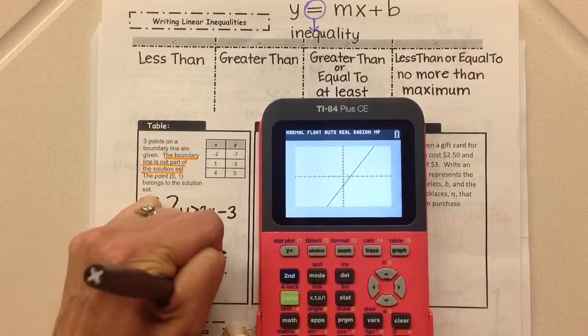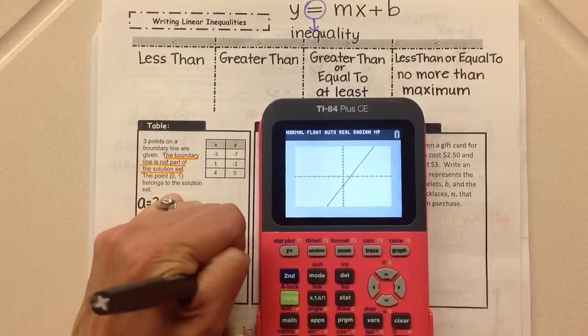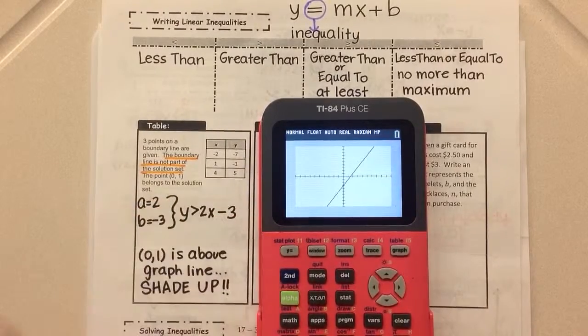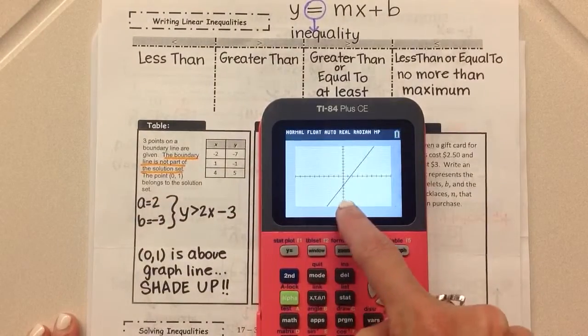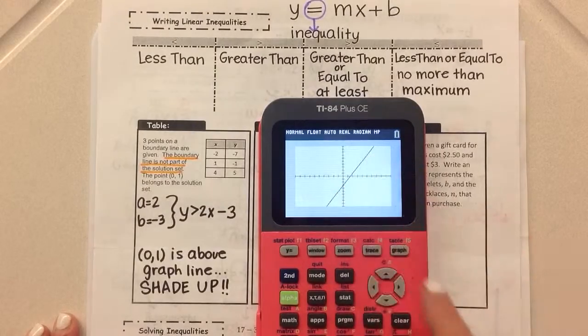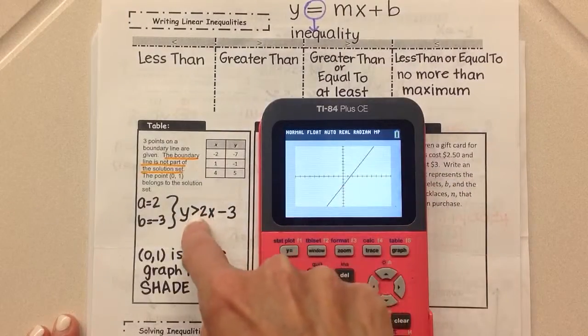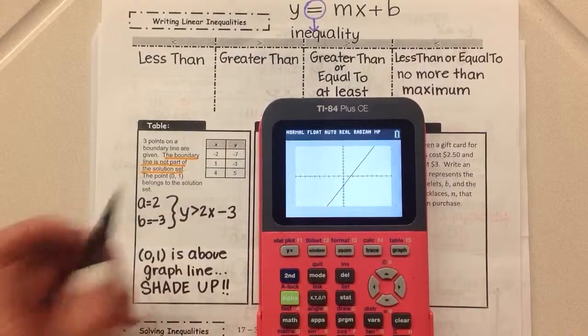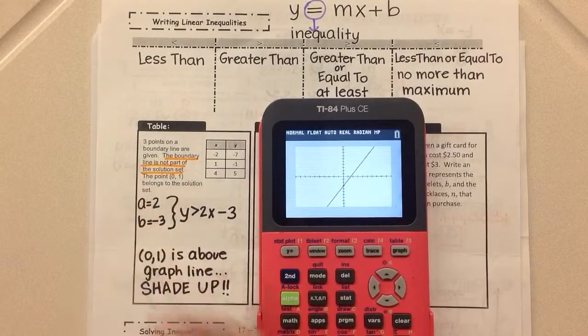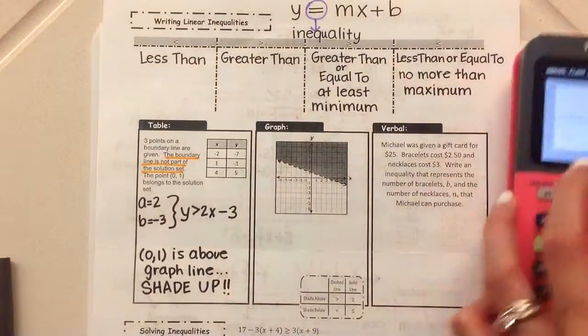And that's how I know that I am using a greater than symbol. If 0, 1 would have been below the graph line, I would be shading down. But because 0, 1 is above, I've got to shade up, which tells me I'm using a greater than sign. And again, no bar because the line is not part of the shaded region. So let's look at our graph.